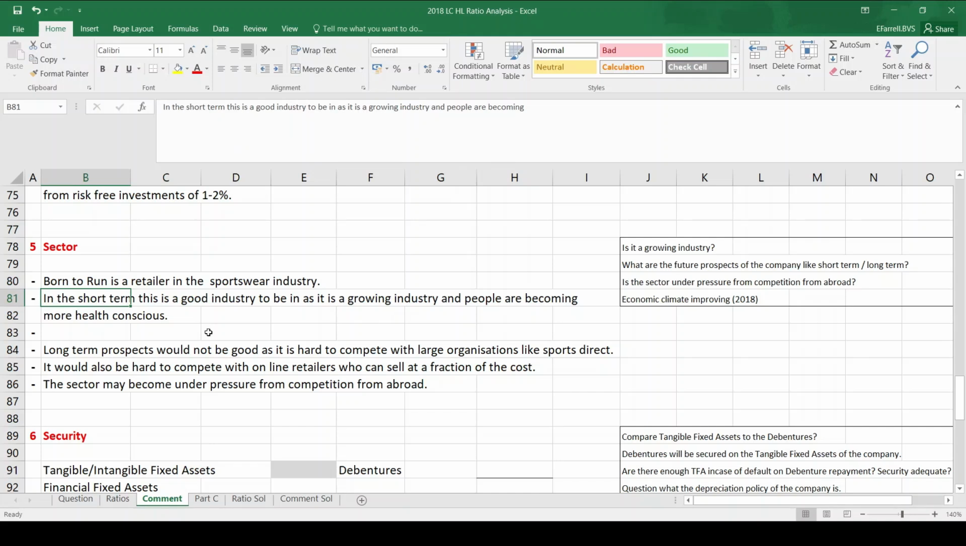In the short term, it's a good industry to be in as a growing industry, and people are becoming more health conscious.